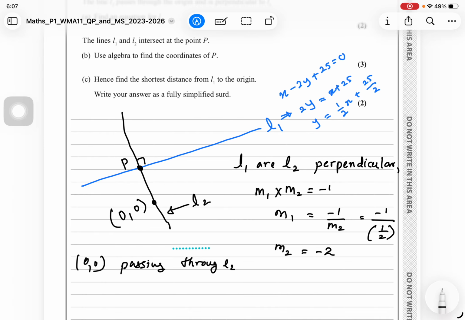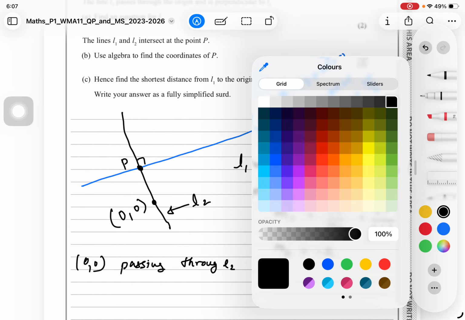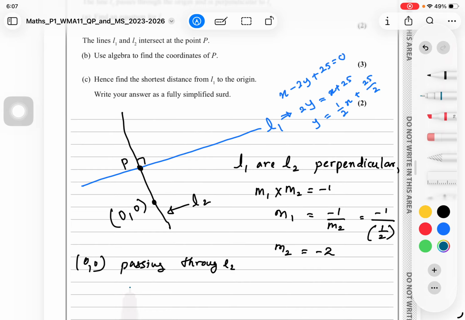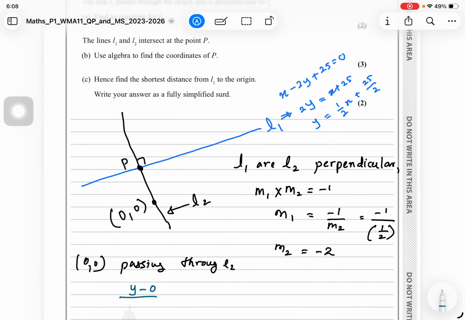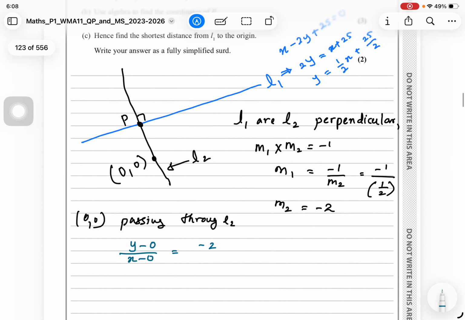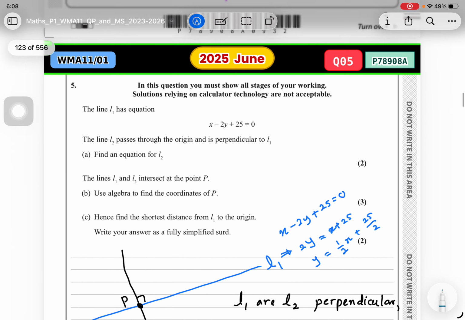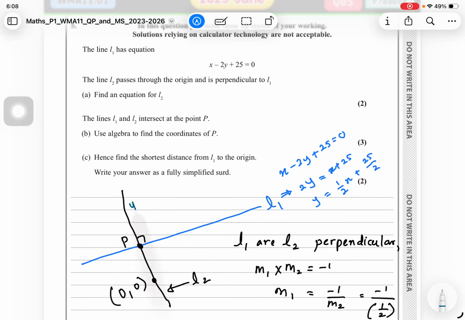Since it's passing through L2, we can use that also, which is we could say y minus 0 divided by x minus 0 is going to be -2. So here if we rearrange it, it will be -2x. So this is our equation. You can say it in this format or in either format, but they didn't ask for a format for now. So let's keep our L2 as y equals -2x.